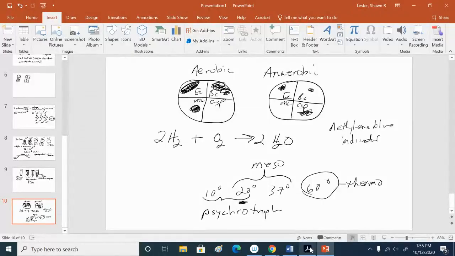And for broth, we had 4 characteristics: a pellicle, a turbidity, sediment, and flocculent. Pellicle was a layer of growth across the surface. Sediment was on the bottom. Turbidity means cloudy, and flocculent was little clumps. So just be able to recognize those characteristics when you see them.